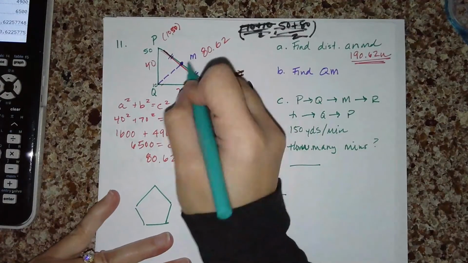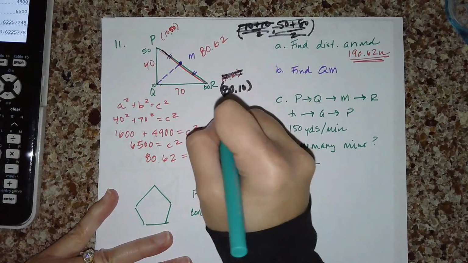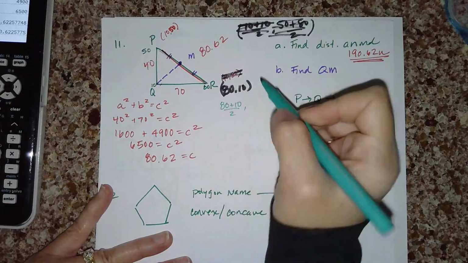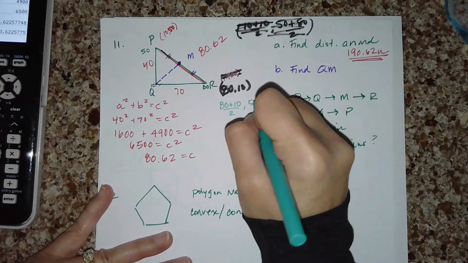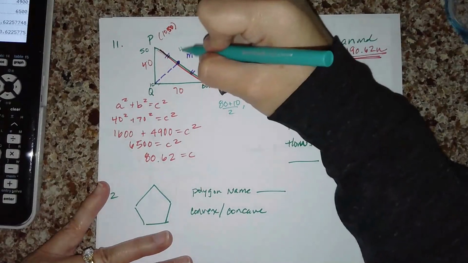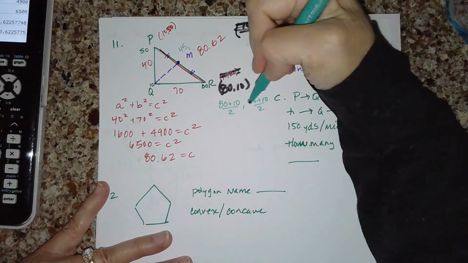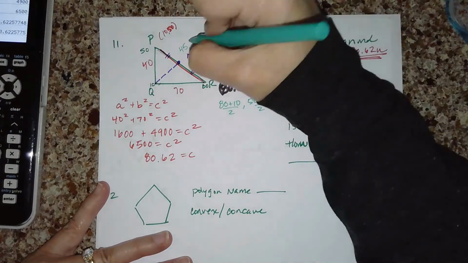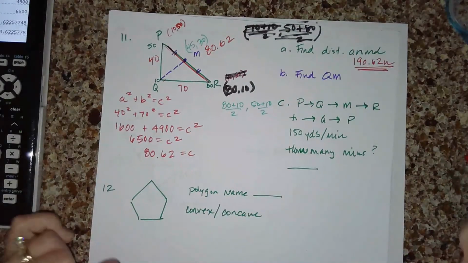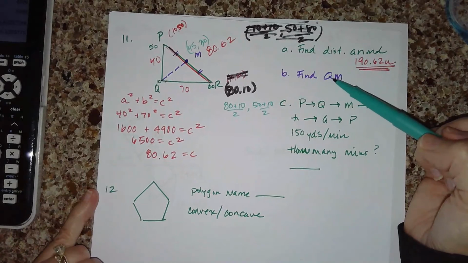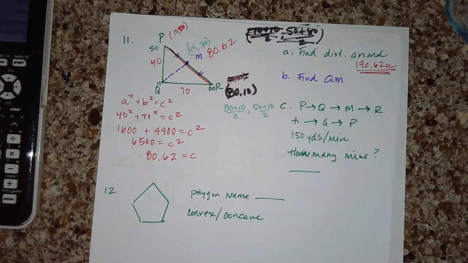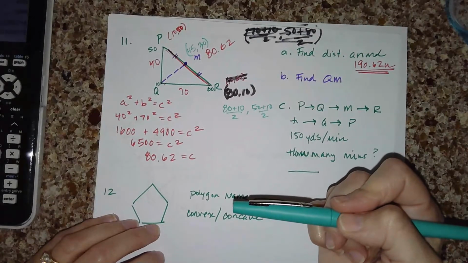So for my midpoint, I'm going to add up my x's: 80 plus 10 divided by 2, which is 45. And then my y's would be 10 plus 50 divided by 2, and 60 divided by 2 is 30. So the coordinates of my midpoint are 45, 30. Next, it asks you to find the length of QM. We're going to use the distance formula to figure that out.